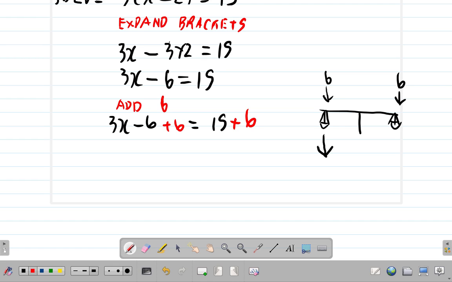So here now, you have 3x. Negative 6 plus 6 is 0, so that's gone, you don't have to worry about it again. 3x is equal to 15 plus 6, which is 21. Now I have 3x. 3 multiplied by x. That's what it means. It's equal to 21. Need to get rid of this 3. What I do to get rid of this 3 is divide by 3.